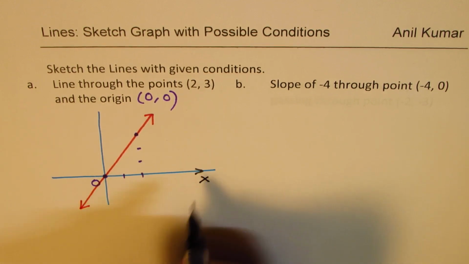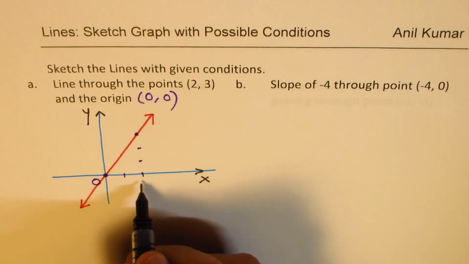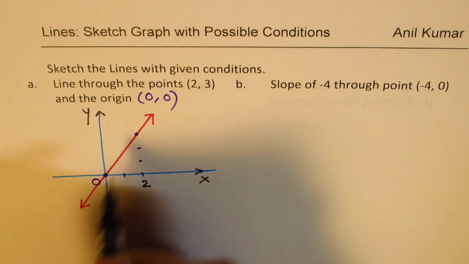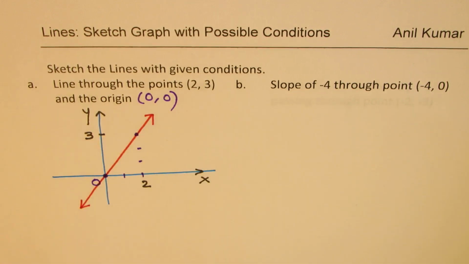So this is your x-axis, the independent x-axis. This is your y-axis, and that is our point 2, and this point is 3. Does that make sense? Neat, right? That is how I'm going to sketch.